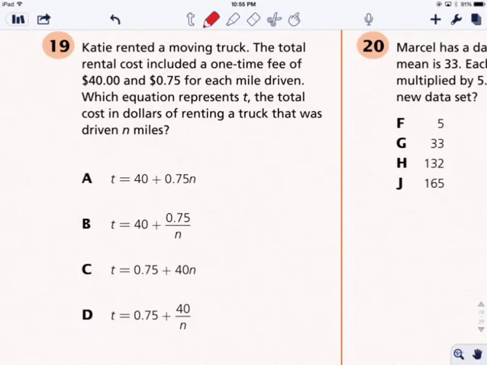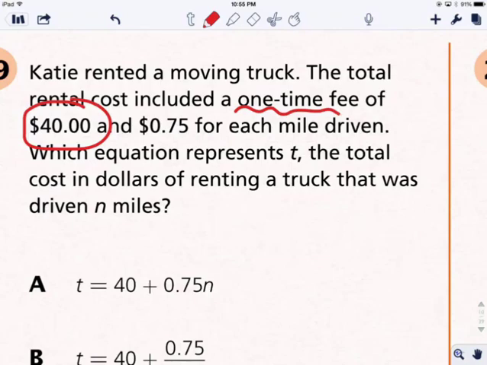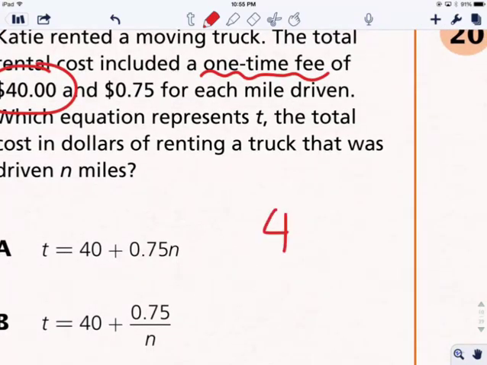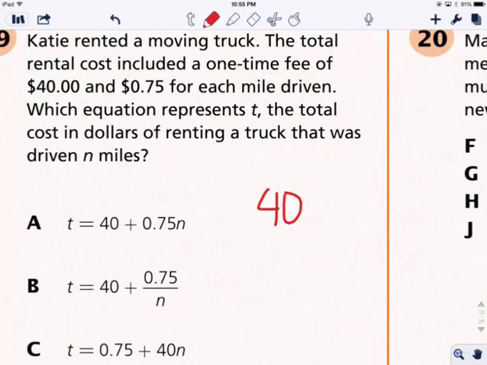Alright, number 19. We are asked to write a function that represents this situation. So we want to write a function that tells us how much it costs to rent a truck if we drive it n miles. Now, $40 here is the one-time fee. So $40 is going to be in the function. Now, for each mile we drive, we add 75 cents, or $0.75, for each mile that we drive.